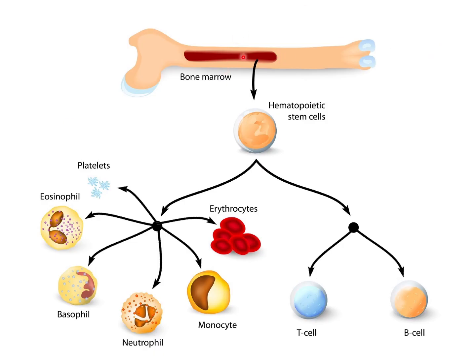As I was previously saying, the bone marrow looks like this. In most of your bones, there is a small portion which is called the marrow, in which the hematopoietic stem cells reside, and this will give rise to the other types of cells.